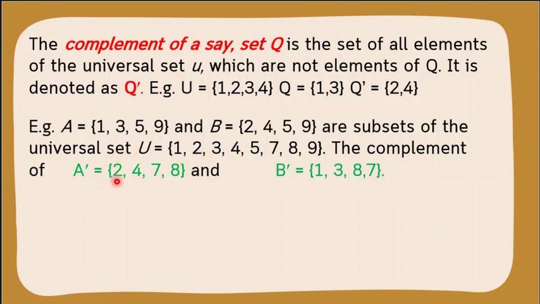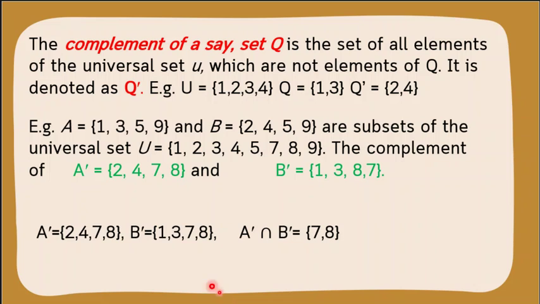However, 2, 4, 7 and 8 are not present in set A, so those elements become the complement of set A. When we consider set B as well, we see that it has elements 2, 4, 5 and 9. We compare this to the universal set. What elements are in the universal set but are not here? It is 1, 3, 8 and then 7. So the universal set has these elements which B does not have. So the B complement is the elements in the universal set that are not present in B. So 1, 3, 7 and 8 becomes the complement of set B.